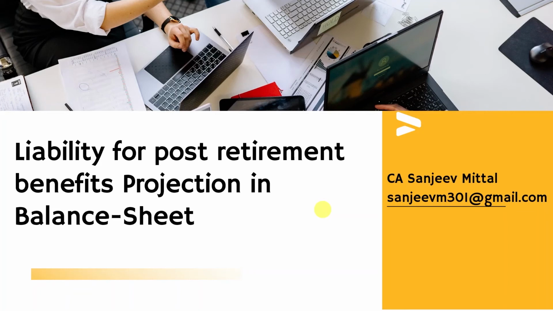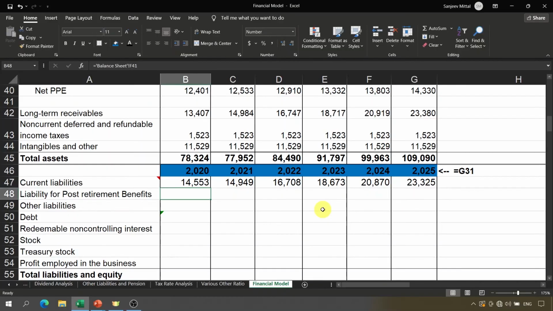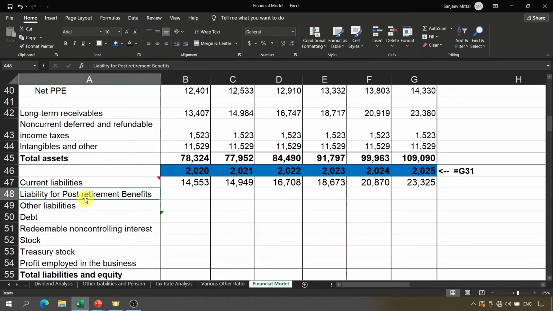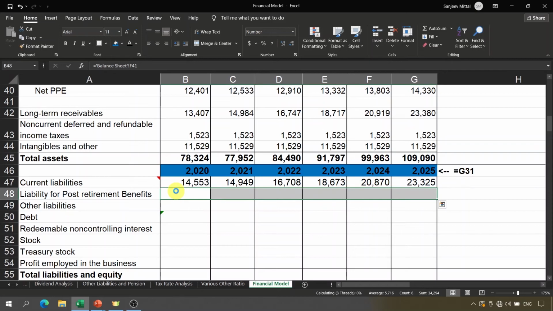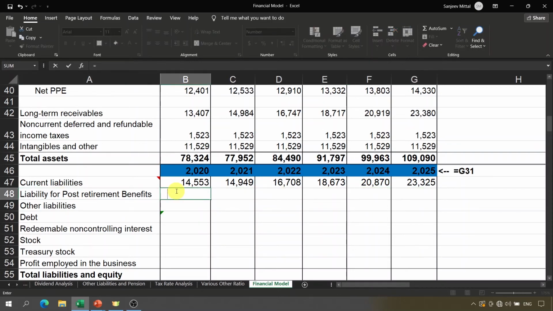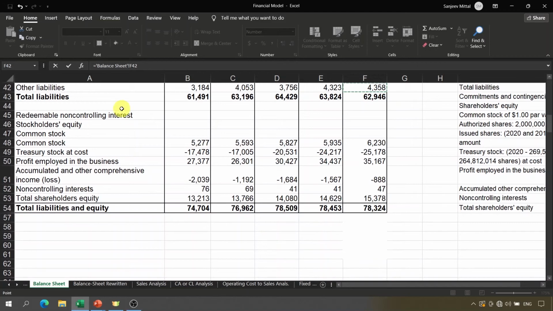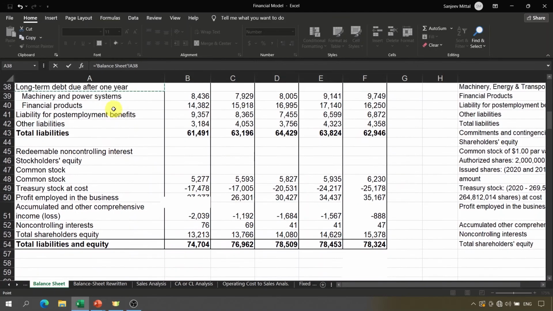Let's try to model our liability for post-retirement benefits projection. For this particular purpose, we shall simply go towards our balance sheet, and inside our balance sheet, we will select liability for post-retirement benefits. Now, for that purpose, I am just selecting these numbers, and we shall go into our balance sheet, and inside our balance sheet, we can select our post-retirement benefits from here, as you can see.